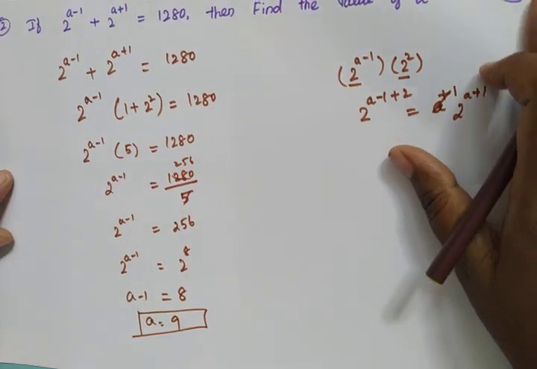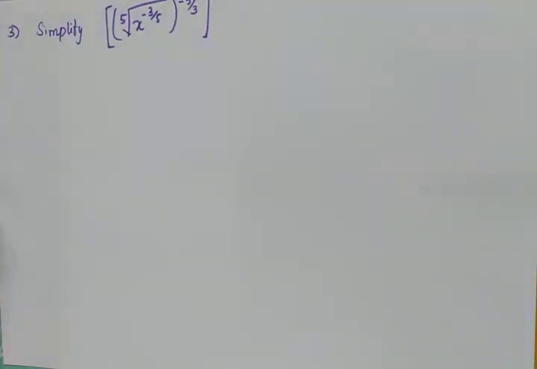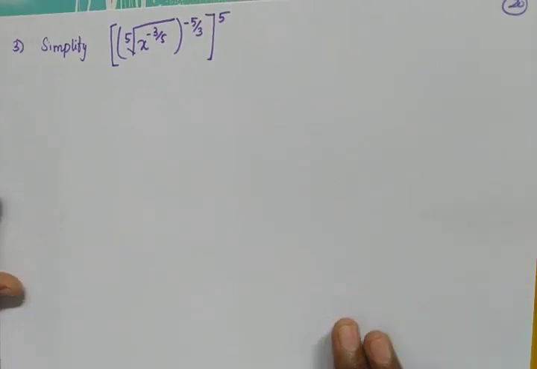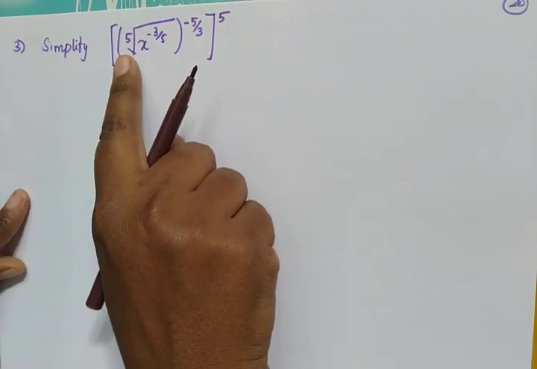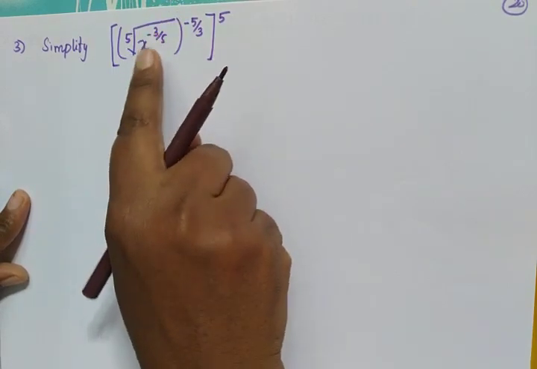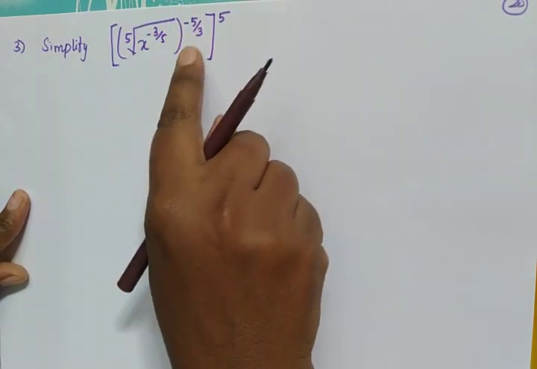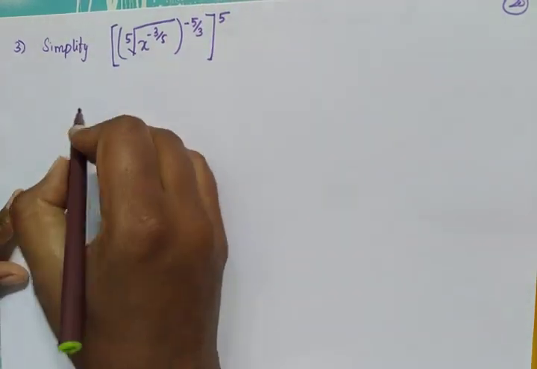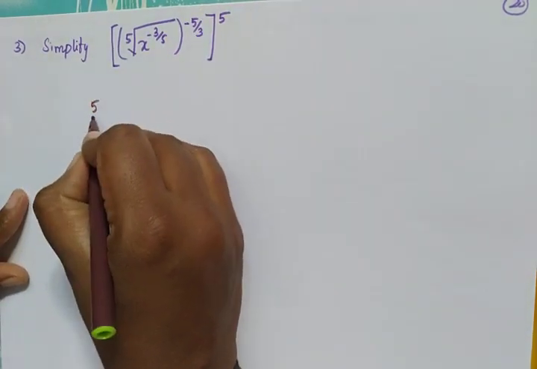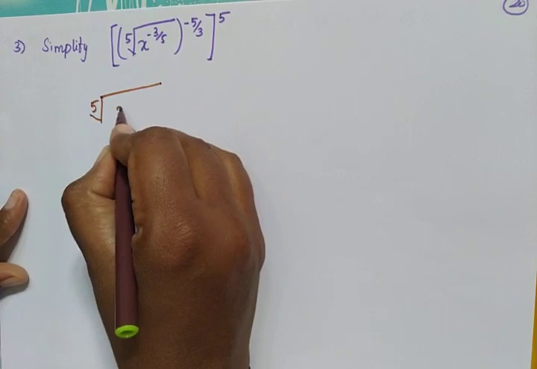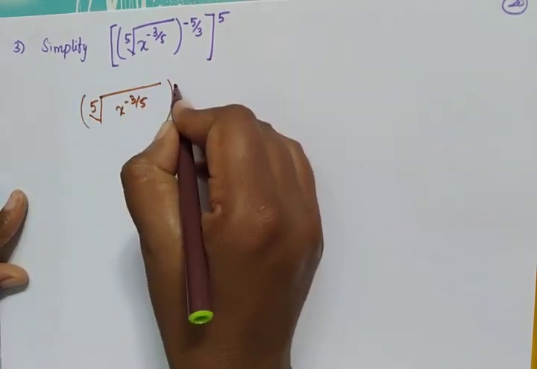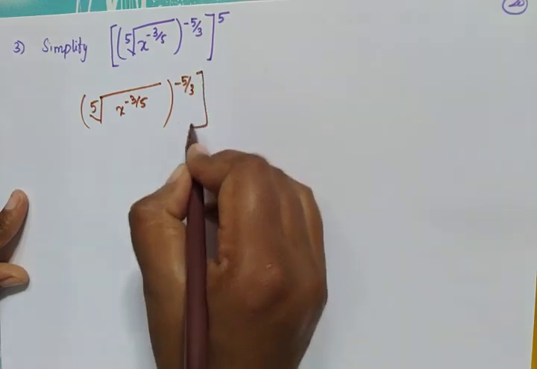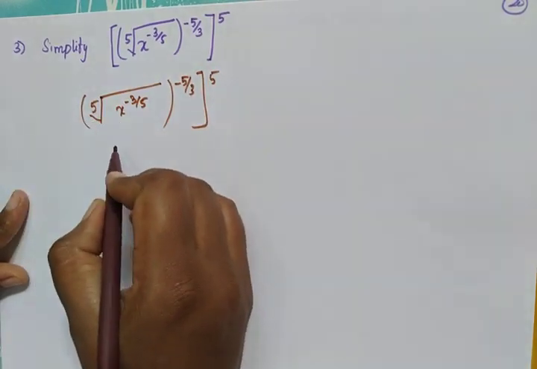Now, let us move on to the next problem. Simplify. By seeing this, we will find that it is very difficult, but this is very easy. Simplify: the 5th root of x power minus 3 by 5, the whole power minus 5 by 3, and the whole root 5. So this is the question.